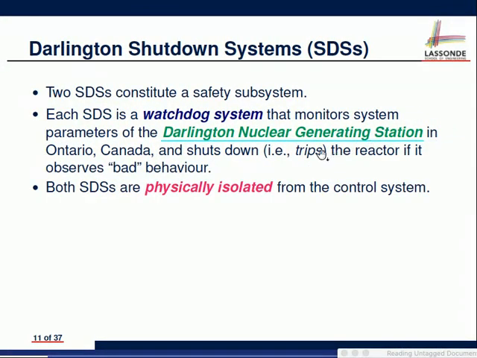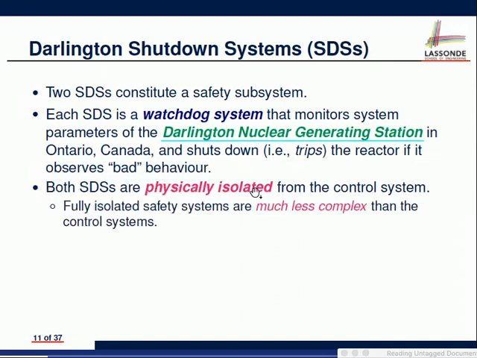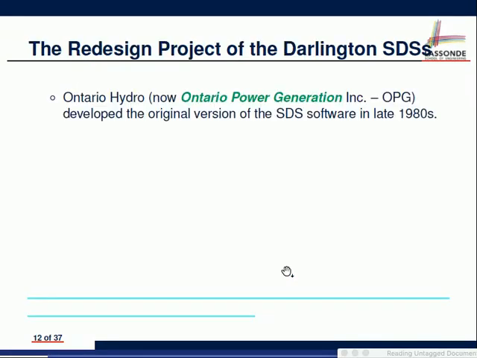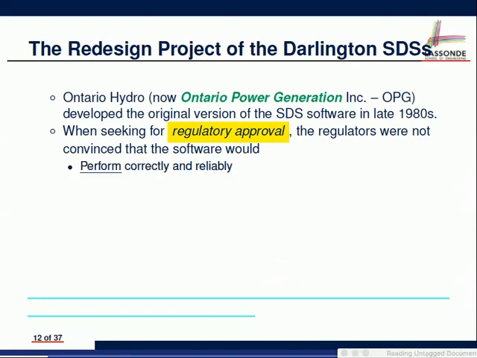Okay, you want to make sure it trips the reactor if you observe bad behavior. And to really reduce the complexity, they actually have two completely independent shutdown systems, so they can certify the isolation. You don't have to worry about the nuclear reactor itself. It's separate. Okay, so now function table. How is that relevant?